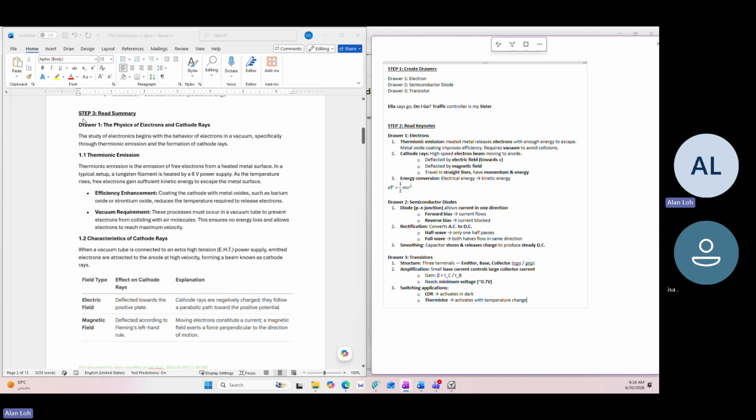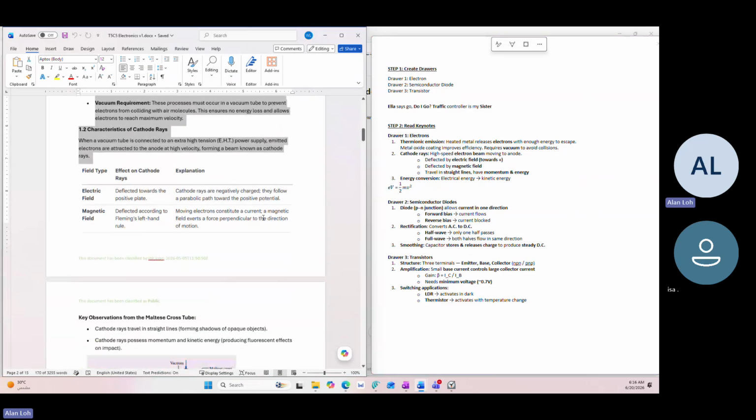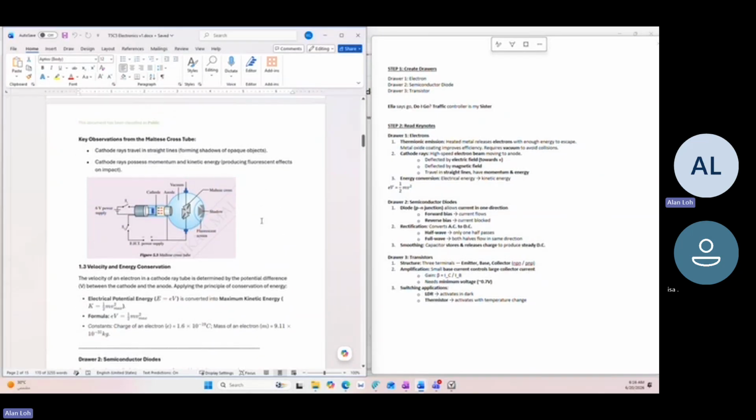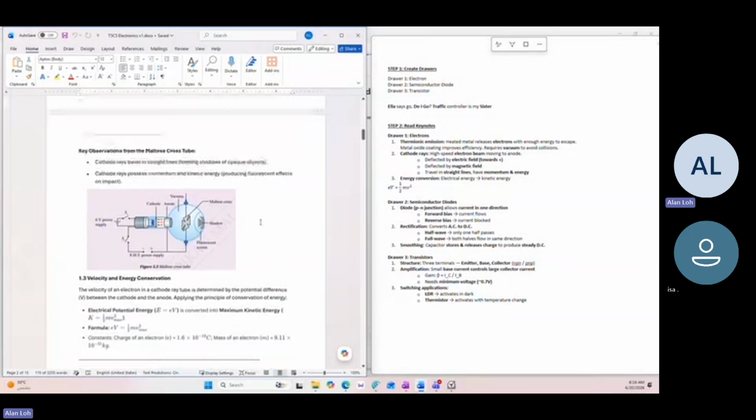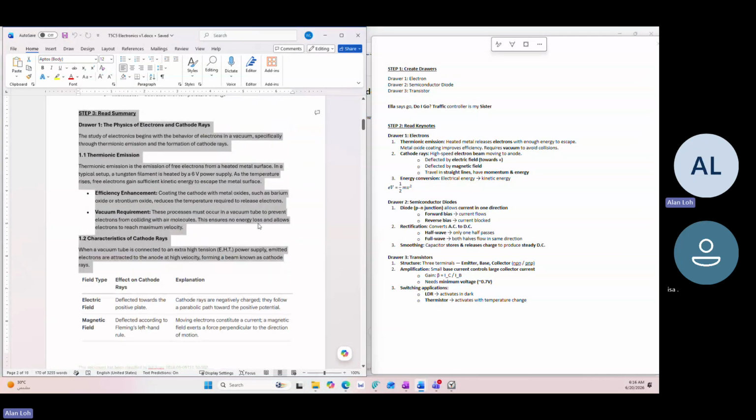Now, going into step 3. Step 3, let me see how long is this step 3. Okay, so we'll break it down into 2 minutes for this drawer 1 until this table, right? If you realize, this is the 1.1 thermionic emission and characteristic of cathode rays, they are similar, right?